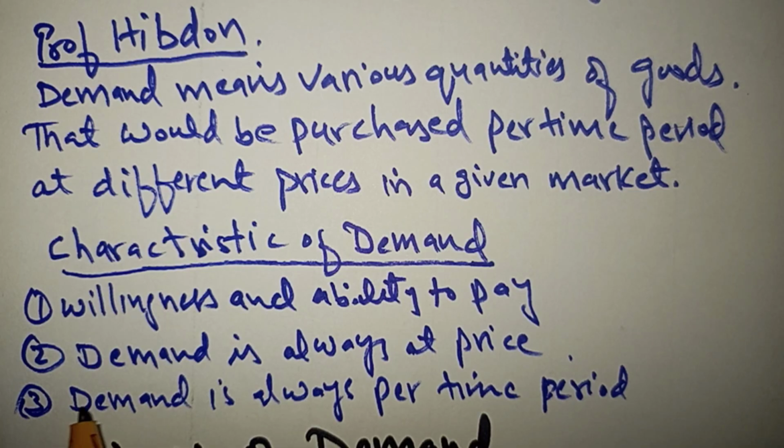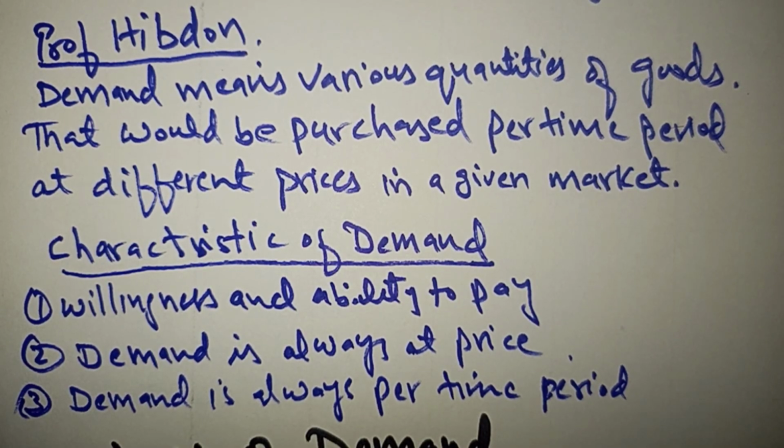Number two, demand is always at a price. It means demand is nothing without the reference of price. It is meaningless if we don't describe the price. The consumer must know both the price and the commodity. He will then be able to tell the quantity demanded by him.